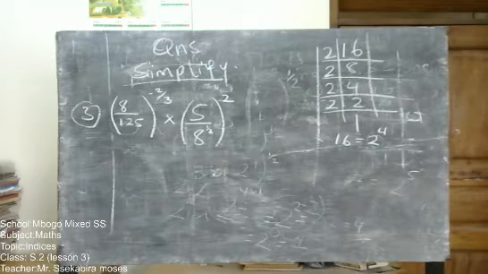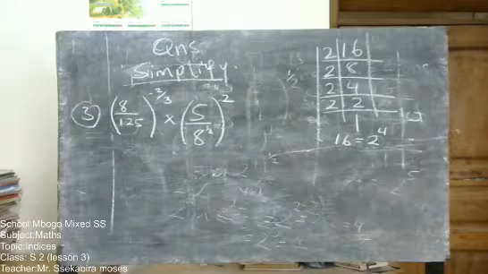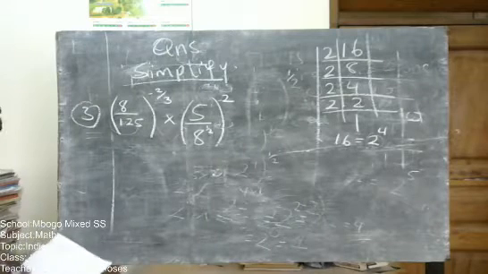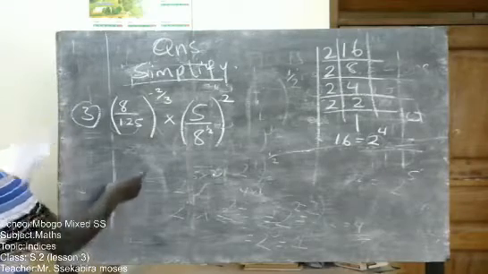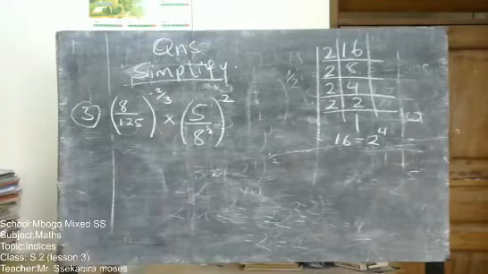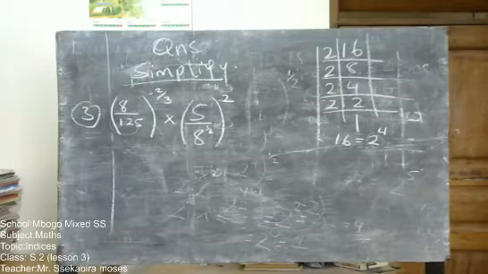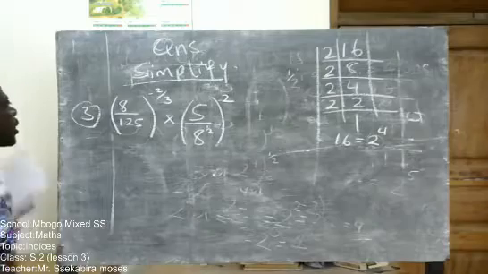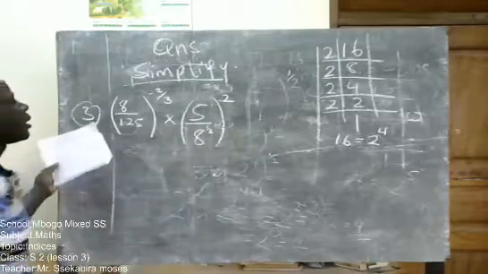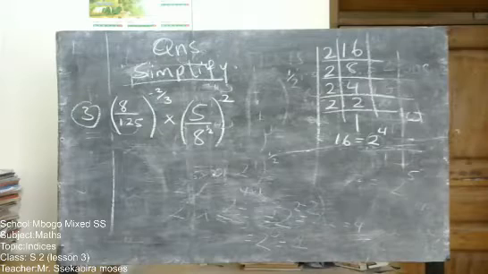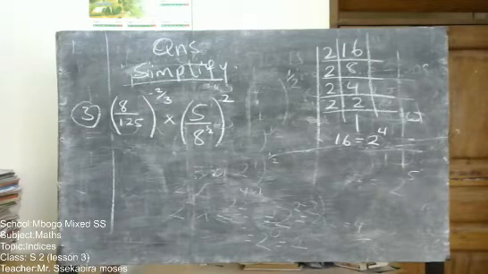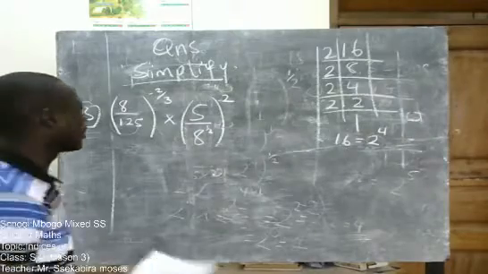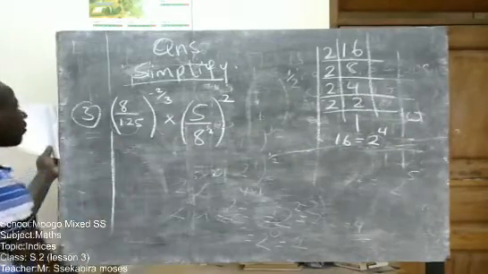Squared. Now, what do we do? What do we do with such a question? We are going to apply the rules governing indices. The rules governing what? Indices. Let us see what happens. Now, what we are going to do is very simple.